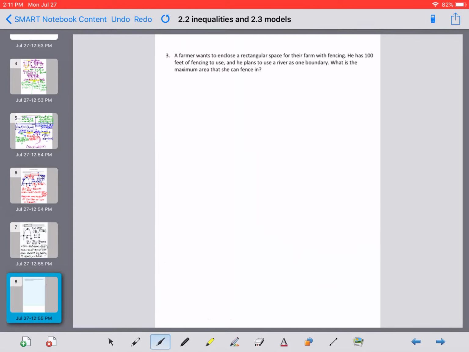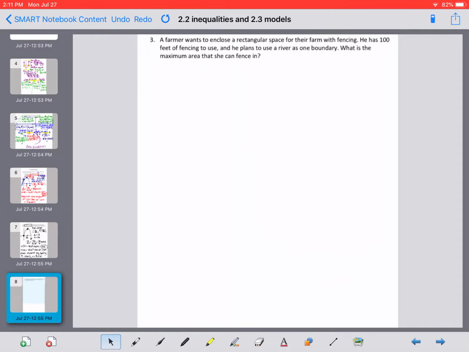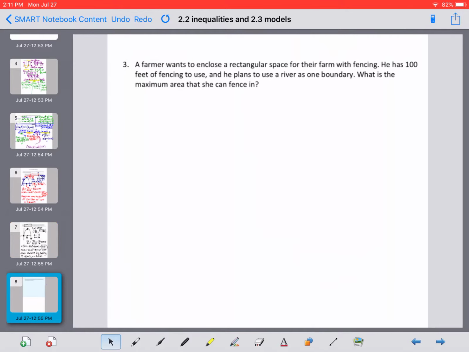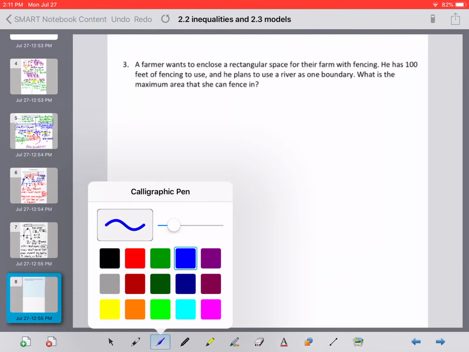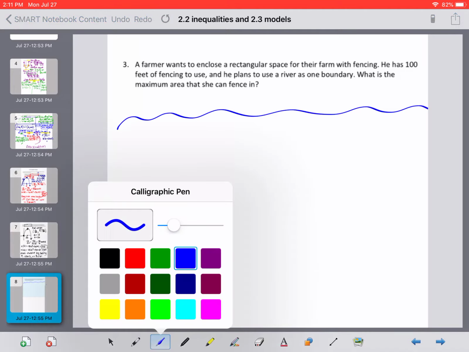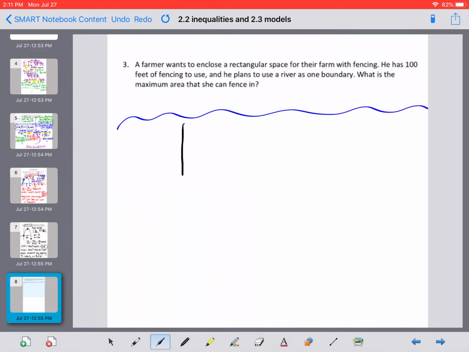All right, one more example. A farmer wants to enclose a rectangular space for their farm with fencing. So he has 100 feet of fencing to use, and he plans to use a river as one of the boundaries. All right, let's try and draw a little picture here. Here's our river. That's going to be one of the boundaries. And the farmer's going to put in 100 feet of fencing here.